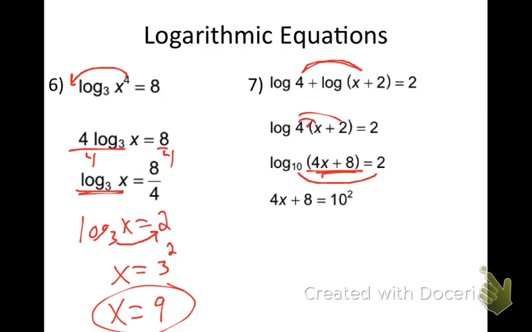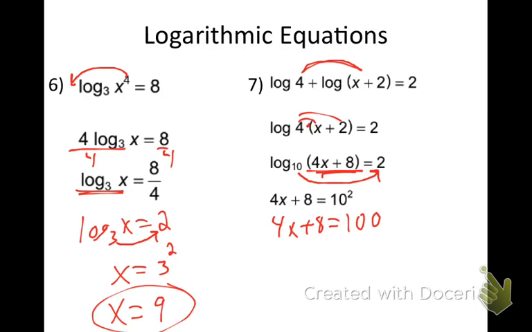I'm going to sweep it across. So I get 4x plus 8 equals 10 squared, or 4x plus 8 equals 100. Because that's that common log. Yeah, because there is no log base, so if there is no base, that's the common log, always base 10. Good question. So now I have 4x plus 8 equals 100.